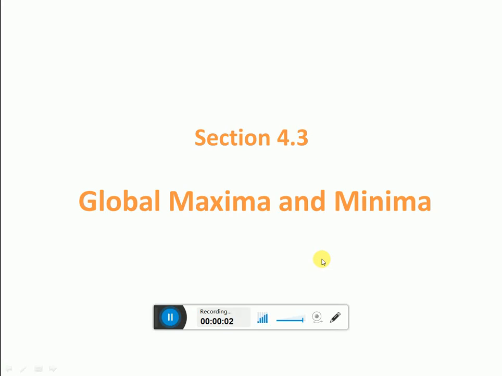Okay, in section 4.1 we talked about the local max and the local min. Now in this section we are going to talk about the global max and min. So let's see the differences between them.